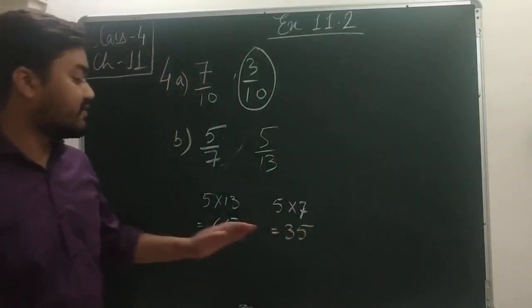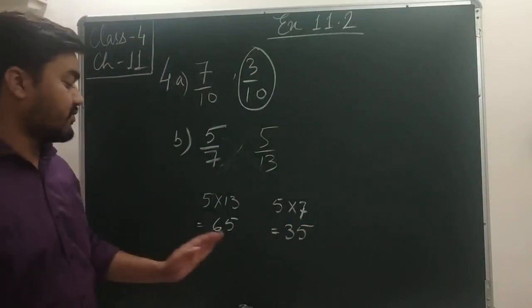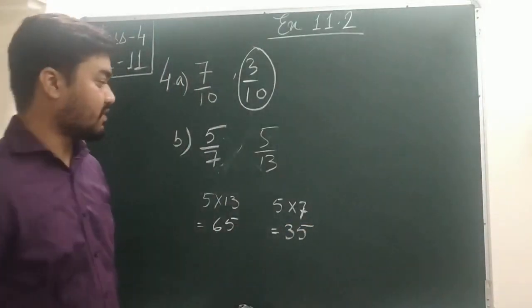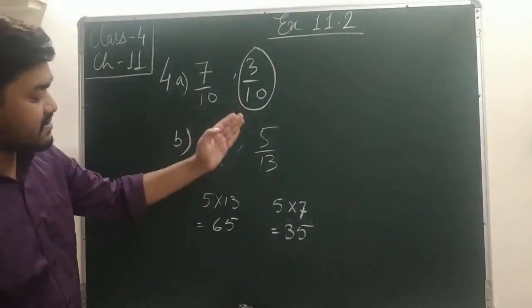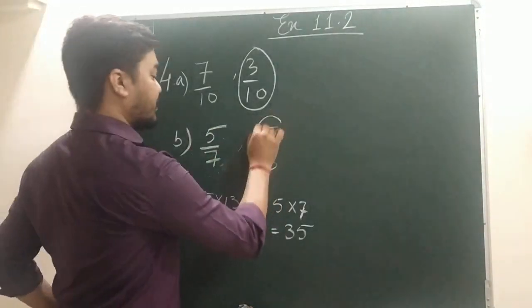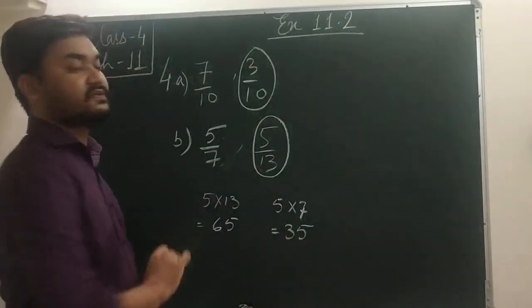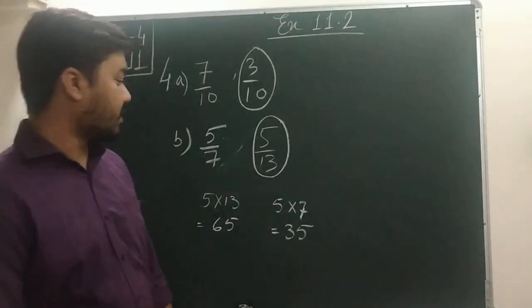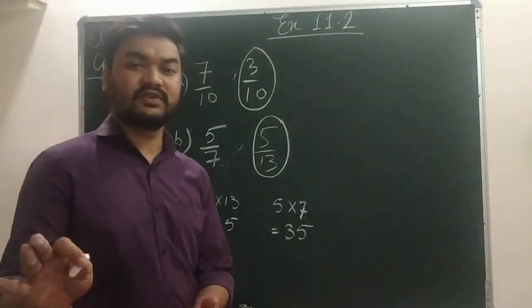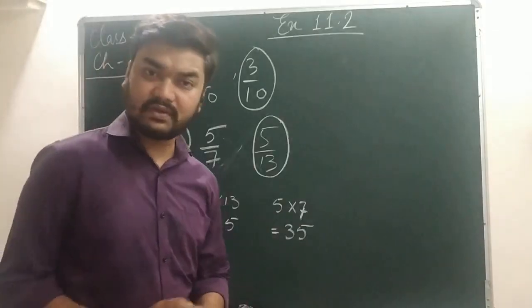Now easily we can see which is smaller and which is bigger. Which number is smaller? This part. Means 5 by 13 will be smaller. Okay? Hope you all have understood. It is just similar to question number 1.